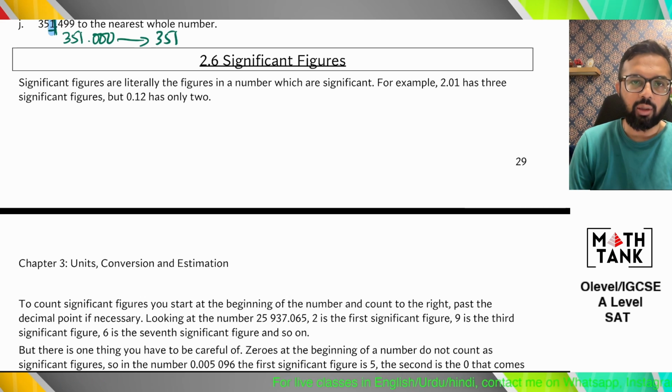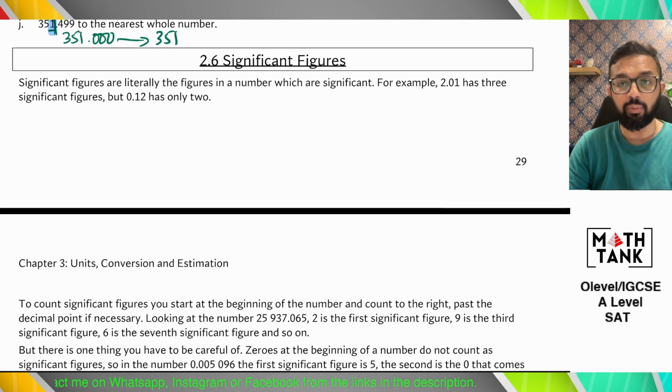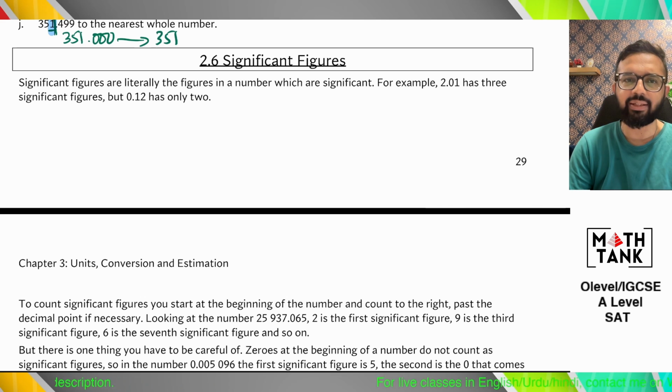Significant figures are literally the figures in a number which are significant. Okay, what does significant mean? Non-zero numbers are significant. Zeros can also be significant if they're paired between non-zero numbers. So let's run that with examples rather than otherwise. For example, 2.01 has three significant figures. Okay, so 1, 2, and 3.